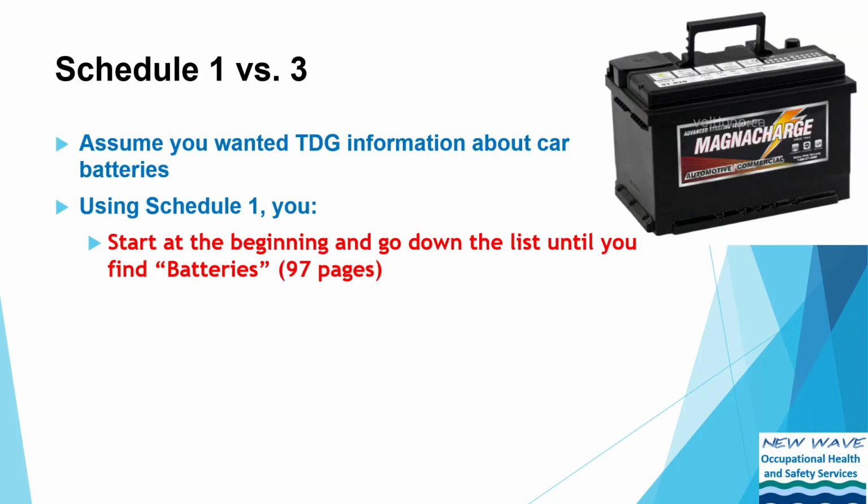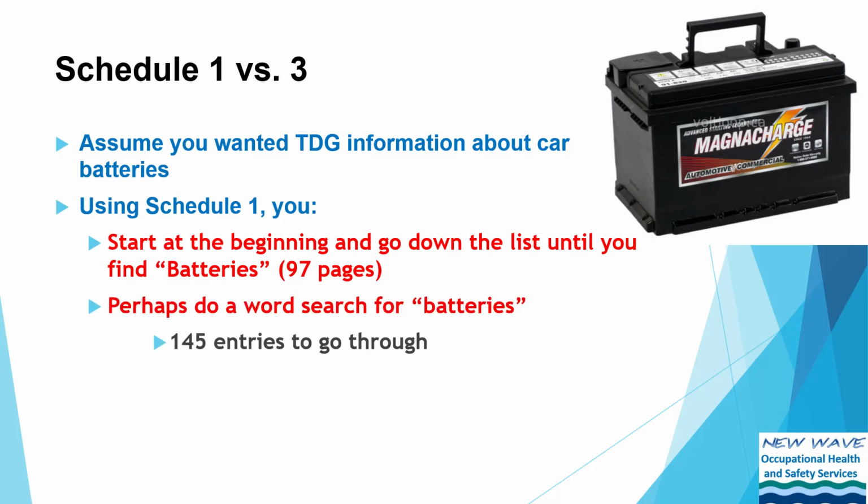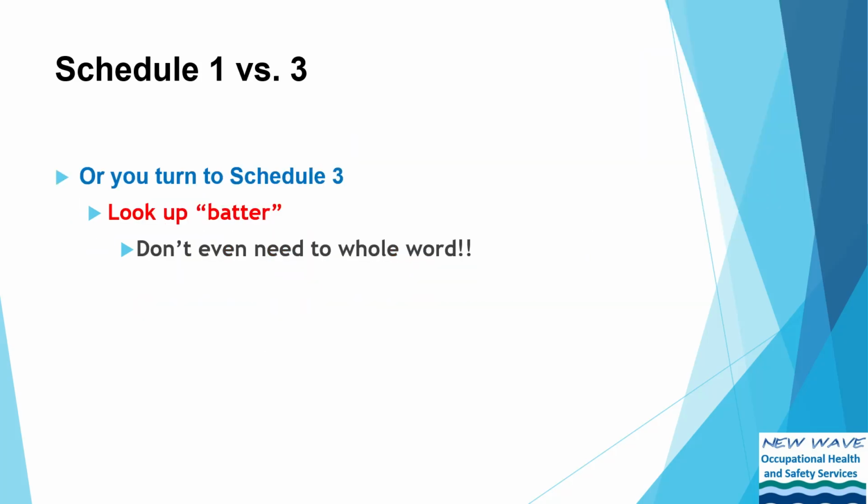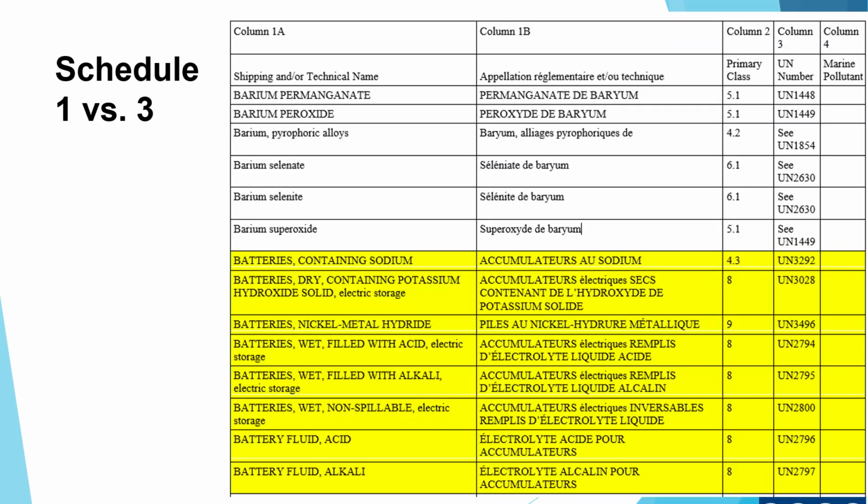So when would you use which schedule? Let's take an example. Assume you want TDG information about car batteries. Using Schedule 1, you could start at the beginning and go down the list until you find batteries, 97 pages later. Or perhaps you do a search for batteries and you have 145 entries to go through. Or you turn to Schedule 3 and look up batter. You don't even need the whole word. And there you go, all in one place.